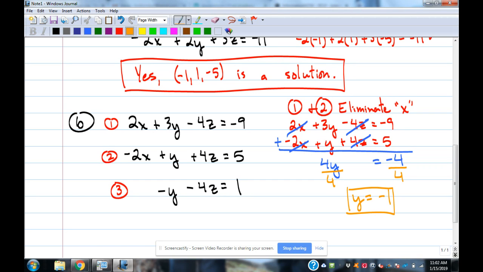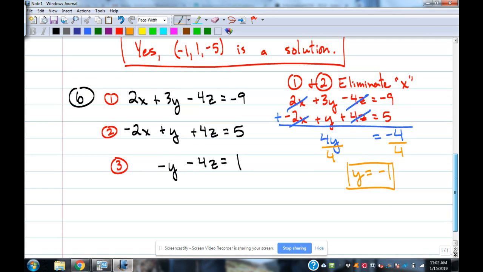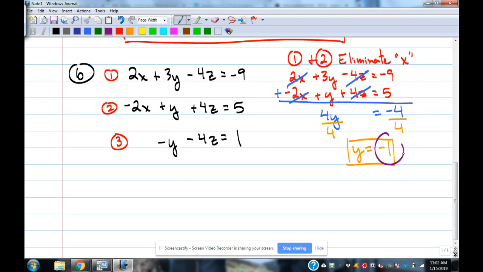Well, because I have y, I can take that and go somewhere and try to get one of the other letters. So I look for an equation that doesn't have all 3 letters in it. I happen to have one of the originals that doesn't have all 3. So I'm going to substitute the -1 into this equation for y. And that will give me an equation that only has z in it. And I can solve that. So I'm taking -1, replacing y. It'd be -1 minus 4z is equal to 1.